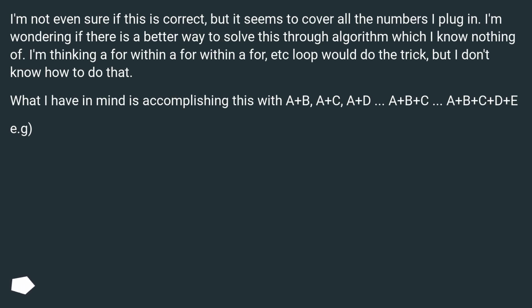I'm wondering if there is a better way to solve this through an algorithm, which I know nothing of. I'm thinking a for loop within a for loop would do the trick, but I don't know how to do that. What I have in mind is accomplishing this with A plus B, A plus C, A plus D, A plus B plus C, A plus B plus C plus D plus E, etc.